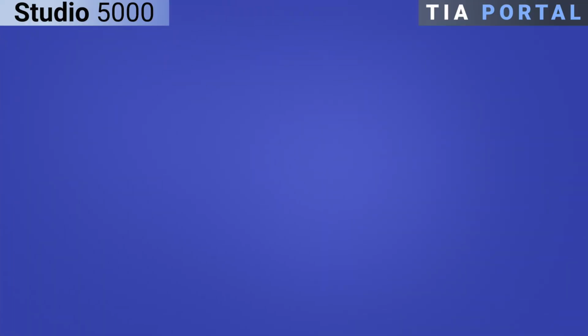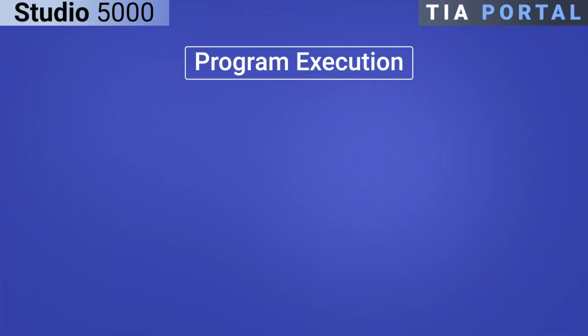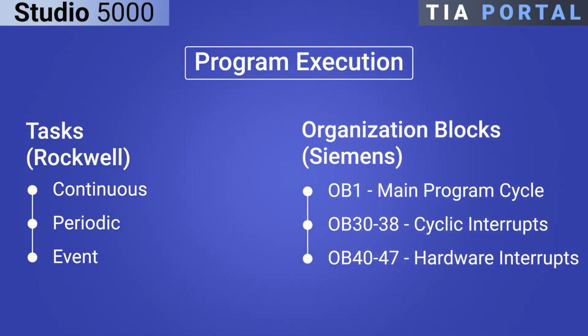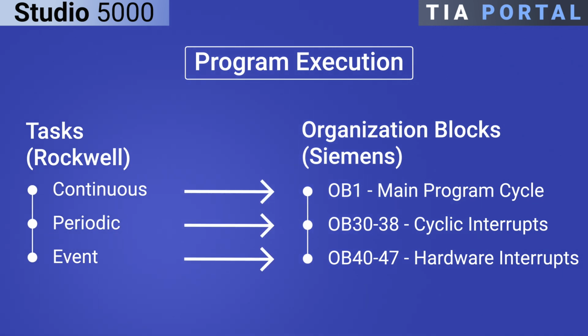In summary, both Rockwell and Siemens PLCs offer distinct methods for program execution. Rockwell's approach centers around tasks, including continuous, periodic, and event tasks, while Siemens utilizes organization blocks as the core of its execution model, with OB1 acting similarly to Rockwell's continuous task, while other OBs handle periodic and event-driven operations. Now that we've covered how programs execute in Rockwell and Siemens, let's explore how they are organized.